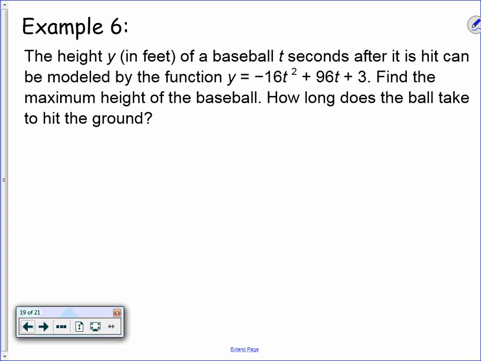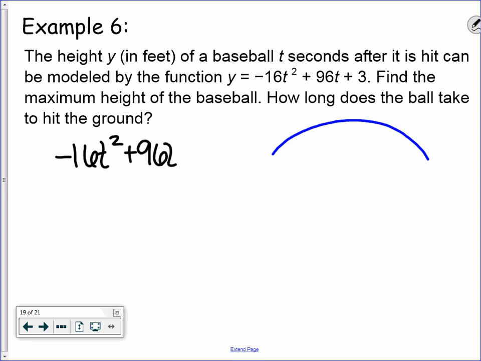So I want you to think about the parabola here. First of all, our a value is negative, so it's not going to be holding water. It's upside down. And I want you to think about how a ball travels. What you're going to do is take your function, and remember, we've got negative 16t squared plus 96t plus 3, and we're going to set it equal to 0. We got to get that 3 out of there by subtracting it on both sides of the equal sign.